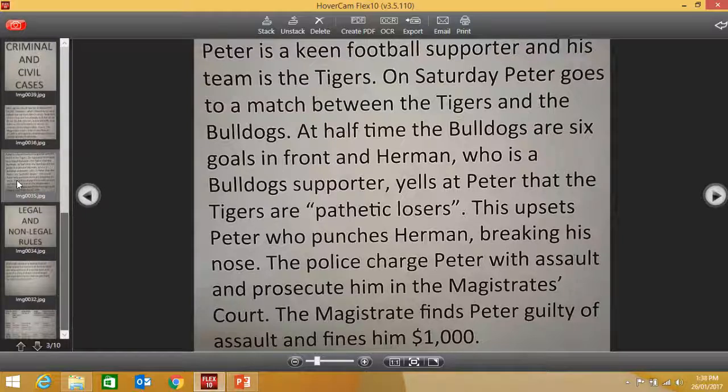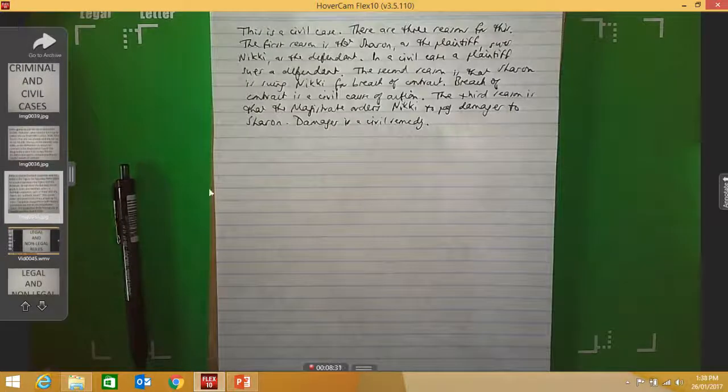Remember, when you're analysing this case study, look at the vocabulary that's used, the cause of action and the consequences. If you've got any questions about this, please see me in class.